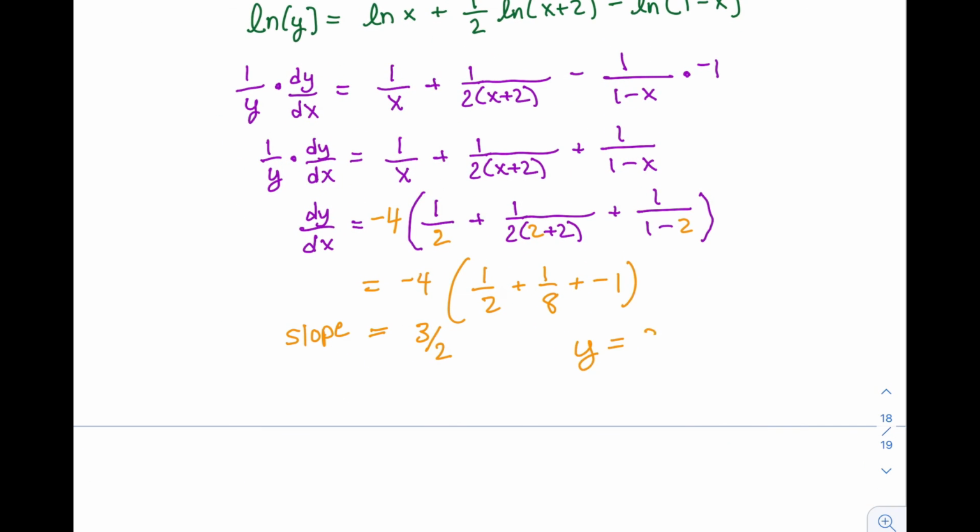So if I write my equation, y equals mx plus b, I can plug in my x and y values and then solve to get my y-intercept, which is going to end up being -7. And then I've got my equation of my tangent line is just y equals 3/2 x minus 7.